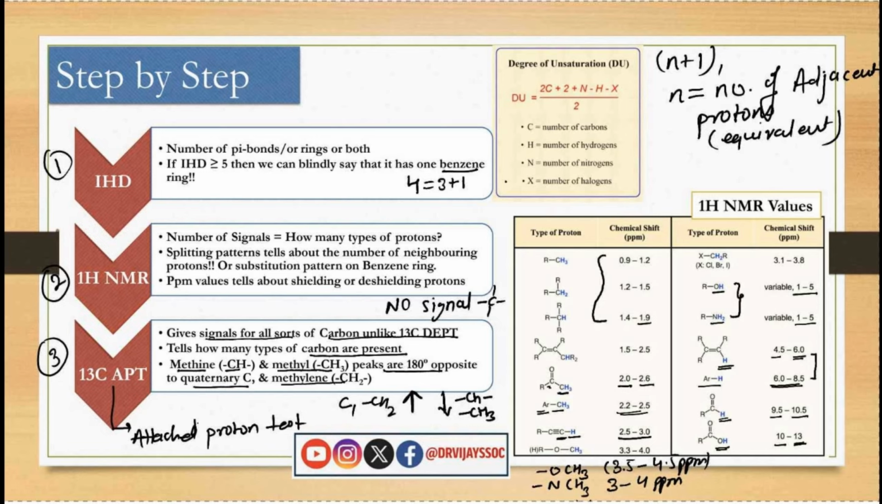Splitting patterns will give us information about the number of neighboring protons or the substitution pattern on the benzene ring. So here is the splitting pattern formula, n plus 1, where n is equal to the number of adjacent protons which are equivalent. And for determining the substitution pattern on the benzene ring, we should also know the J coupling value. So we will learn that when we have those kinds of problems.